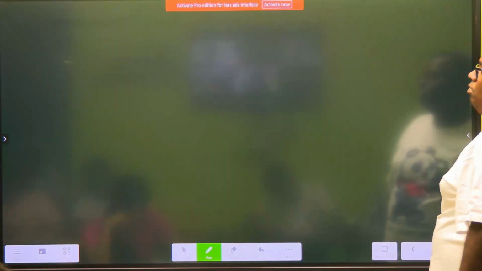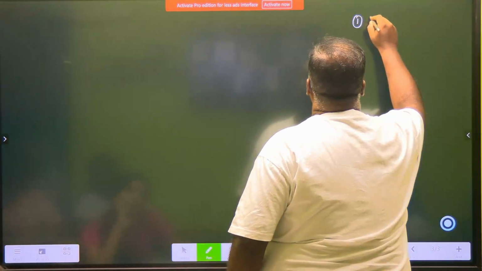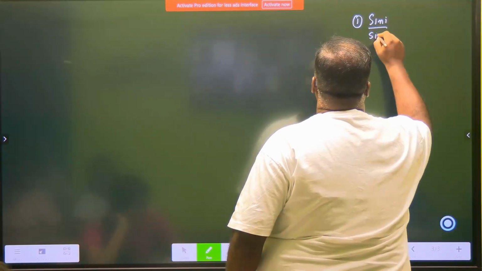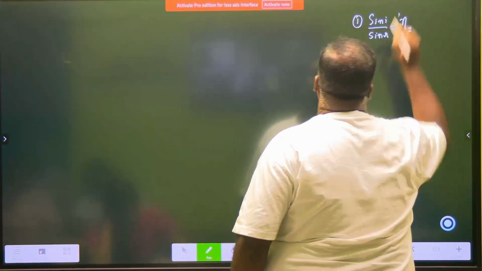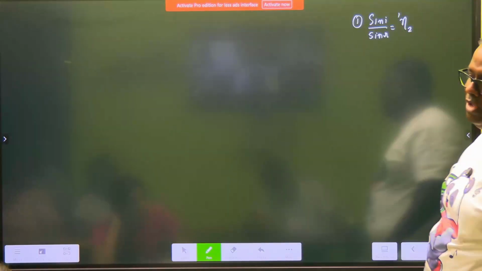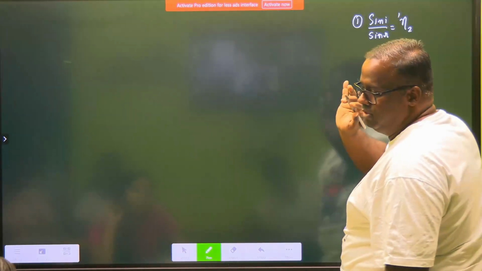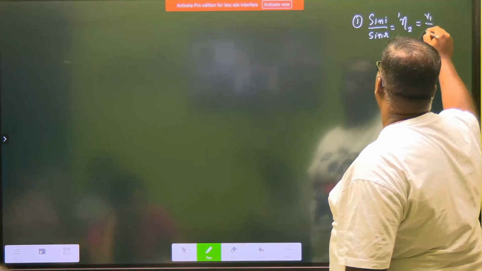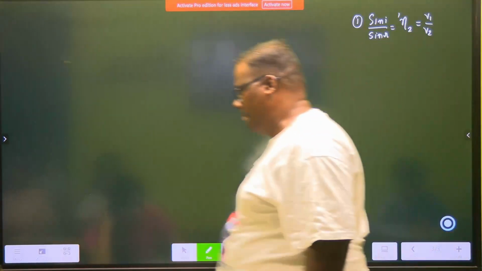Let's see one more. The formulas are very important. The first formula that we got was sine of angle of incidence over sine of angle of refraction, given by eta 2 with respect to 1. By now you know very well that 1 is the medium from where it is being incident, and the relative formula is also given by V1 by V2. Is this correct? Okay.